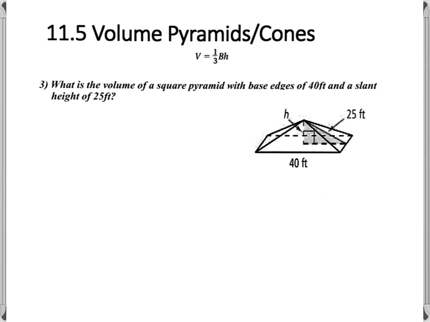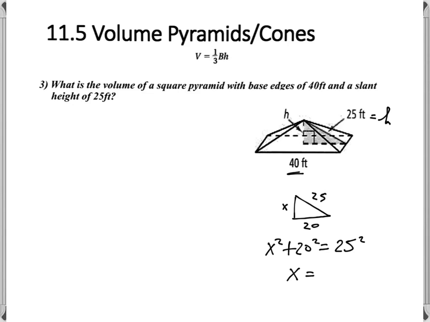All right, so in this problem, they asked us to find the volume of the pyramid as well. In this case, they've given us our base edges, but this time they gave us the slant height instead of the actual height. So we need to remember that with the slant height, we can use the Pythagorean theorem to find our actual height. So we've got x squared plus 20 squared equals 25 squared. When all is said and done, you should get your actual height to be 15.